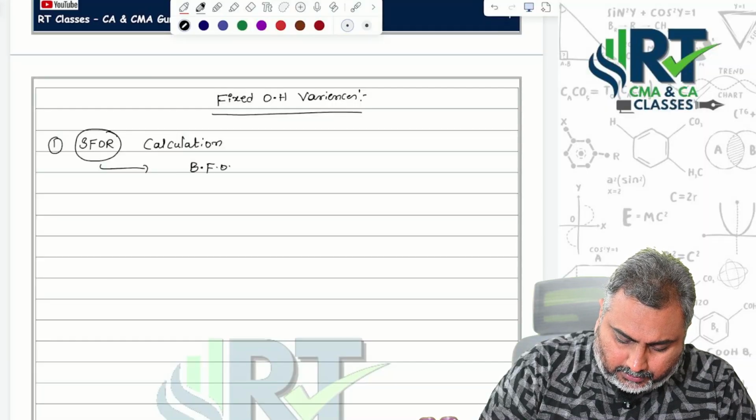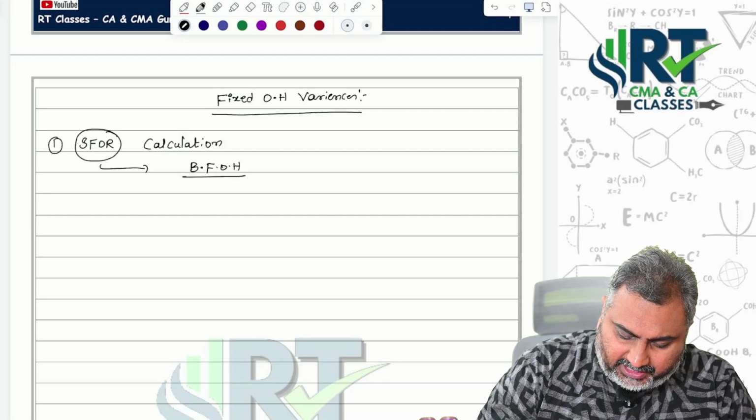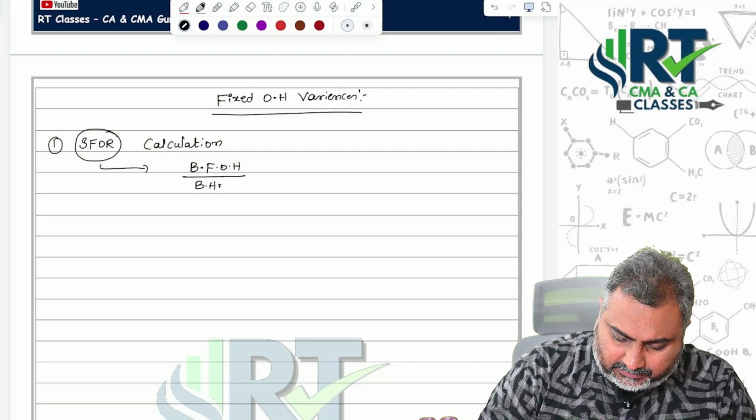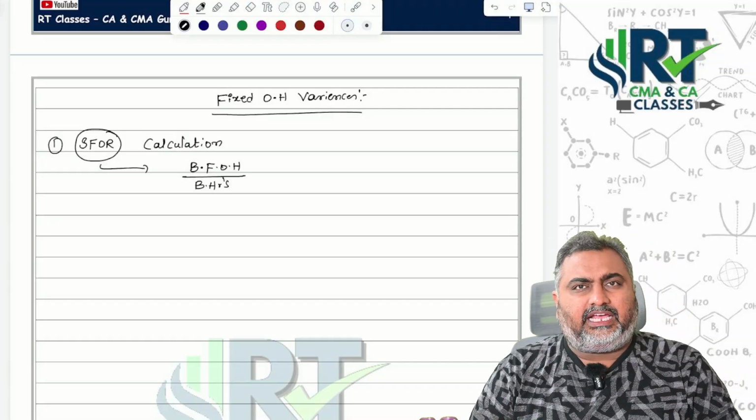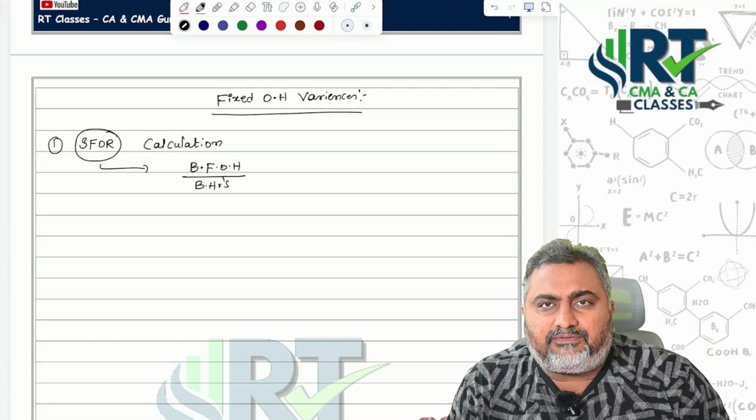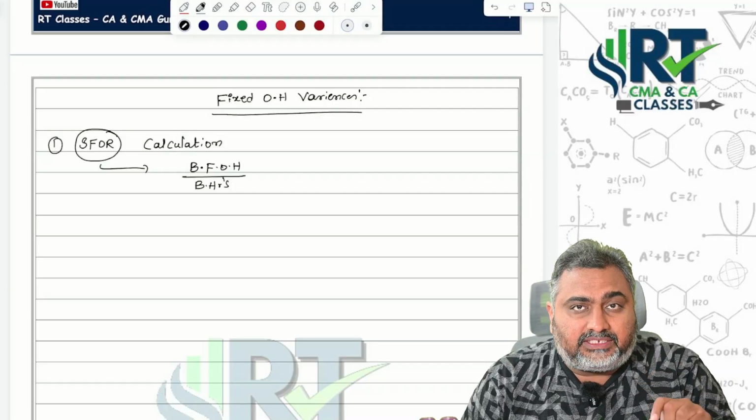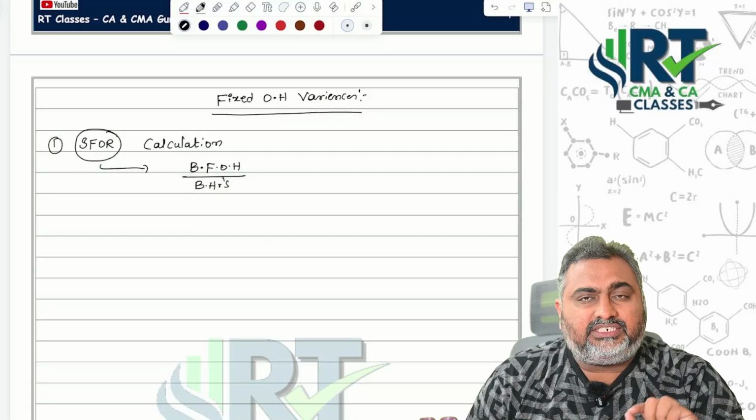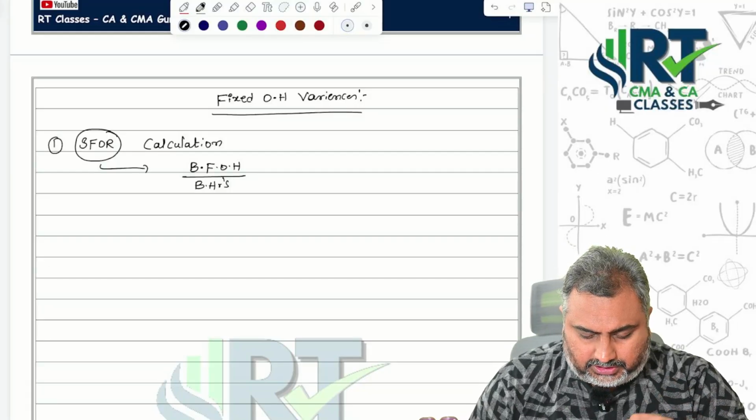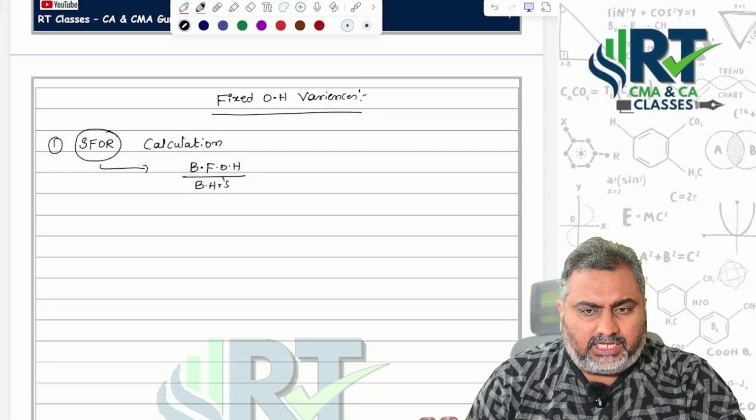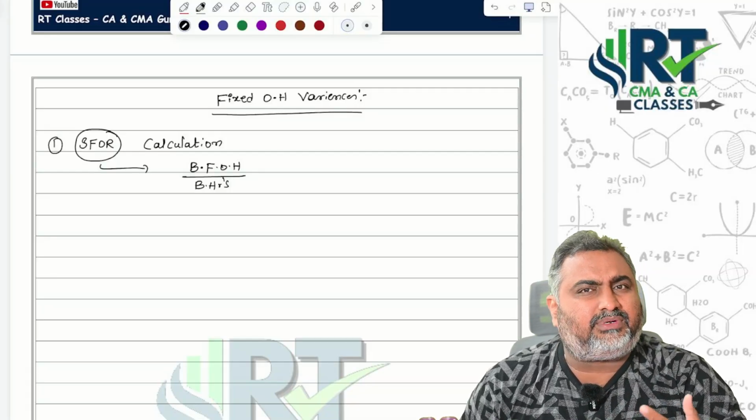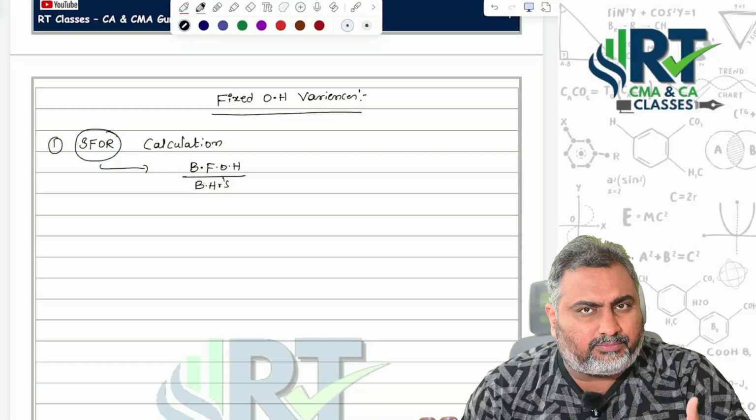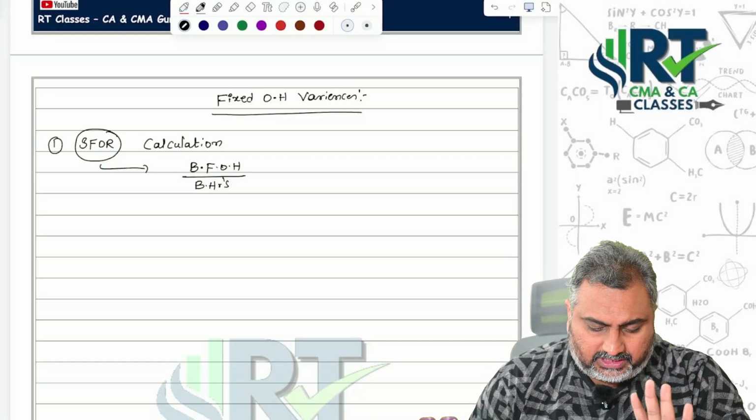Budgeted fixed overheads divided by budgeted hours, then you get SFOR, the standard fixed overhead rate. The budgeted fixed overheads are given in the question, divided by budgeted hours. If they don't give you the budgeted hours, while I am solving the problem, I will let you know how to find them out. So please focus.